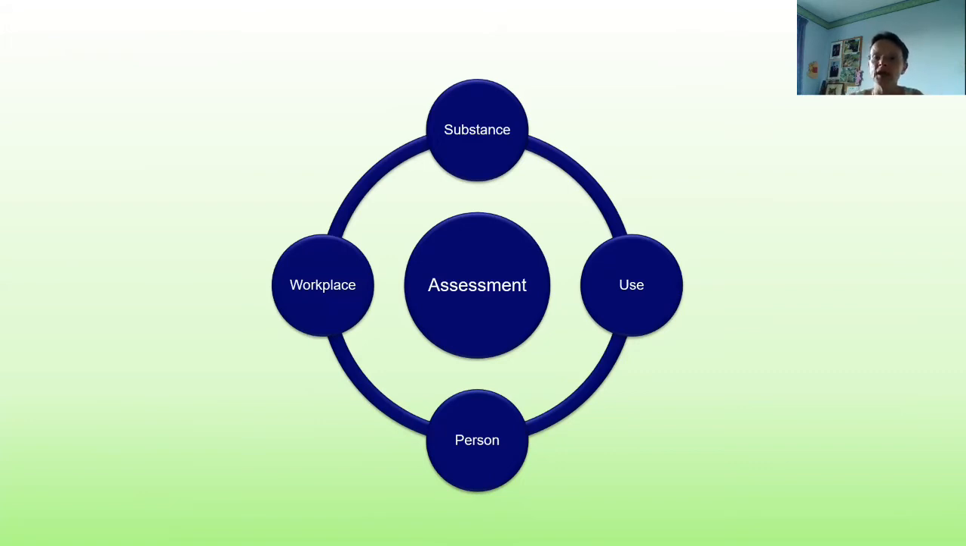So what we're doing here, we're trying to identify the factors that could increase the risk of injury or reduce the risk of injury. We're not looking at control measures, we're asking the questions. And the more questions that you ask, the more reliable your assessment is going to be.